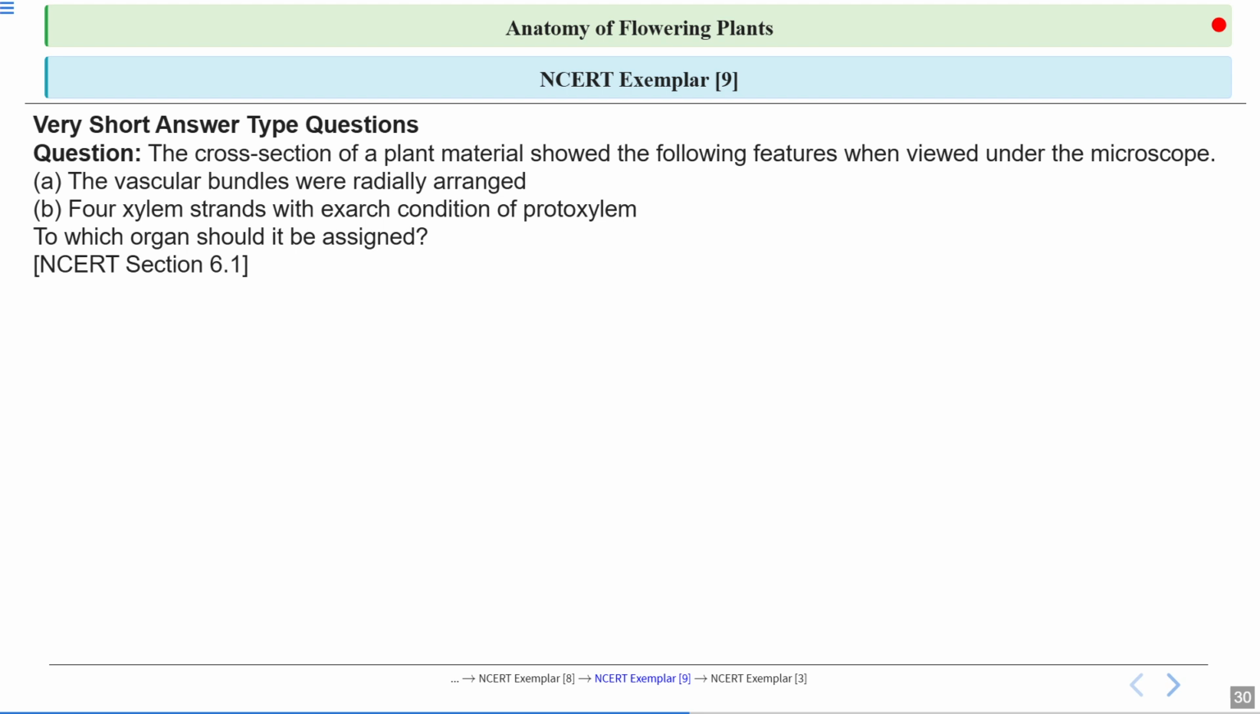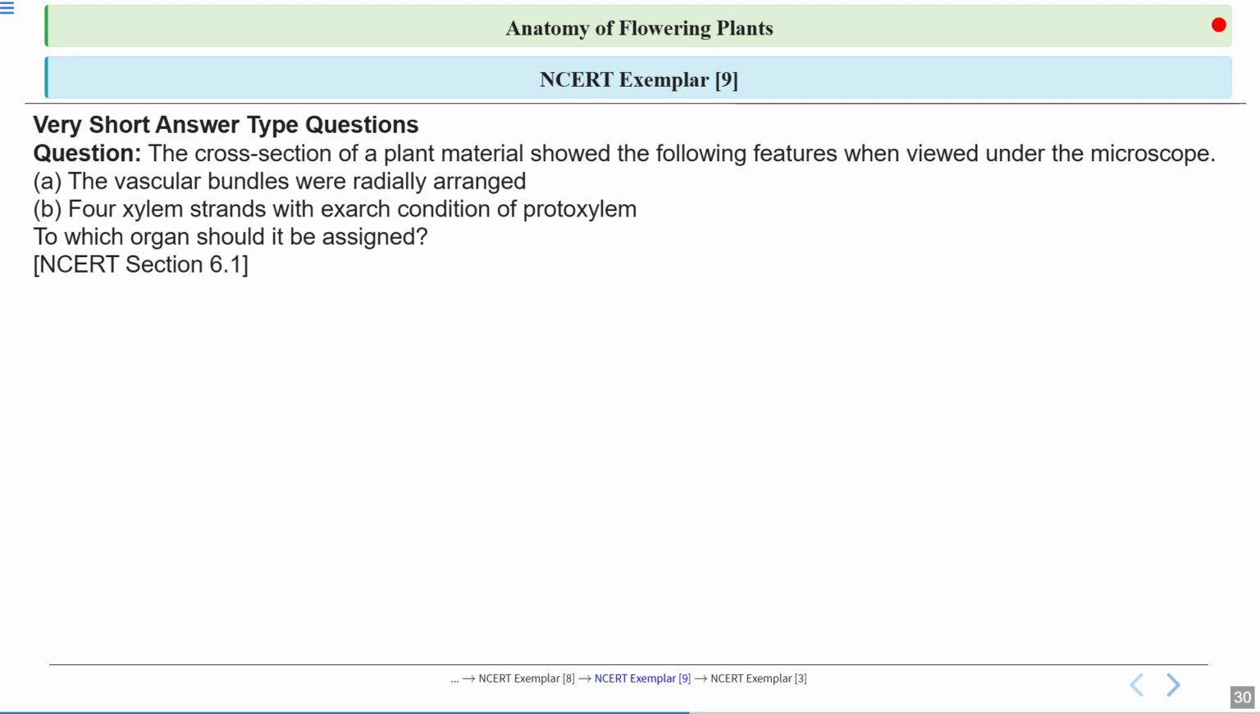Next question. The cross section of a plant material showed the following features when viewed under the microscope. So when you cut a cross section of any plant material, whether it is a stem, root, leaves, whatever, the following features are seen. Let us see what the features are. A. The vascular bundles were radially arranged. B. Four xylem strands with exarch condition of the protoxylem. To which organ should it be assigned?